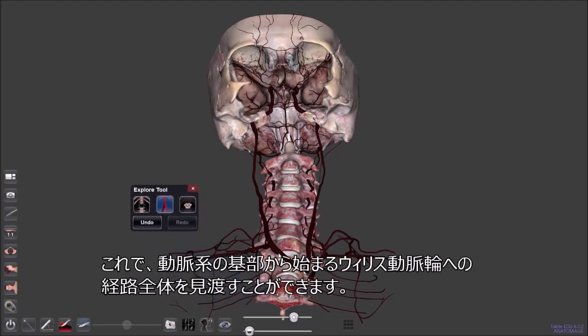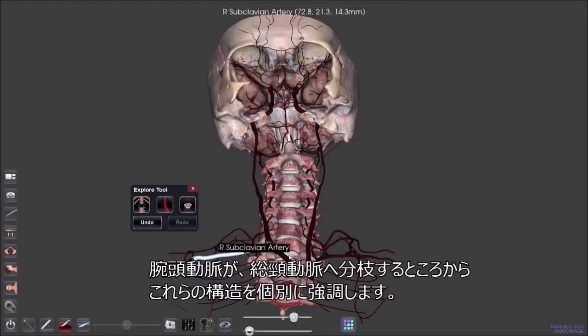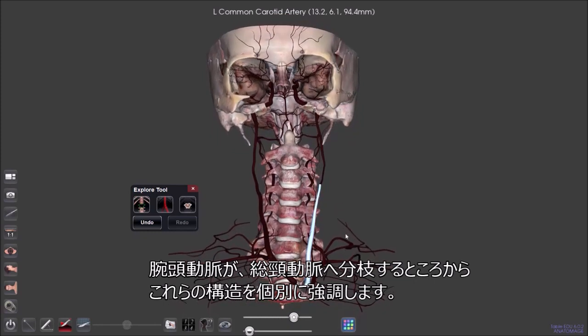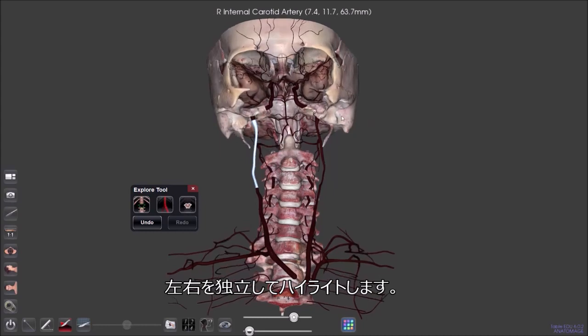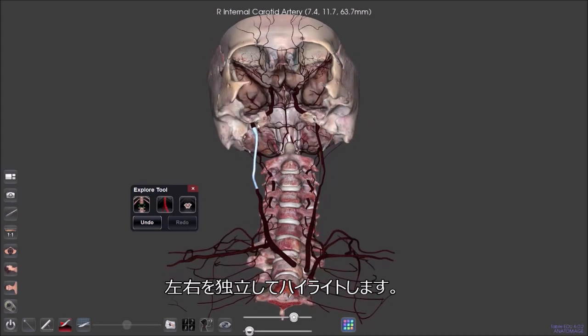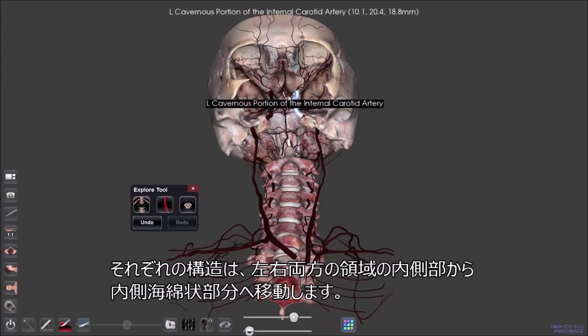Starting at the base of the arterial system, you'll notice that we can highlight each of these structures individually, starting at the brachiocephalic trunk, moving into the common carotid arteries. I can highlight both the left and right independently, and each structure as they move up from the internal portion to the internal cavernous portion of both the left and right areas, both leading ultimately into the circle of Willis.